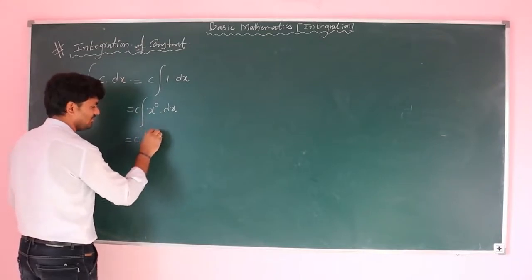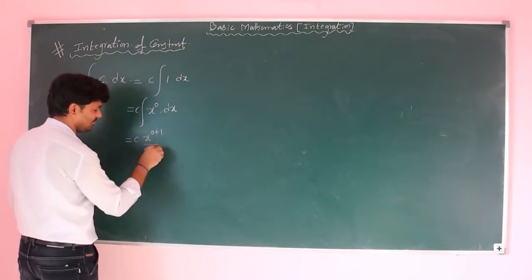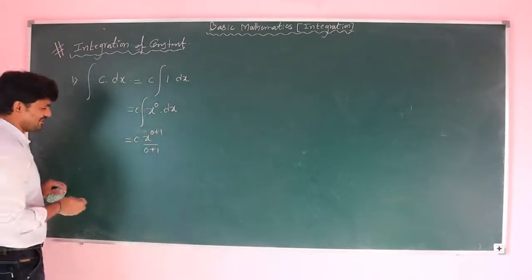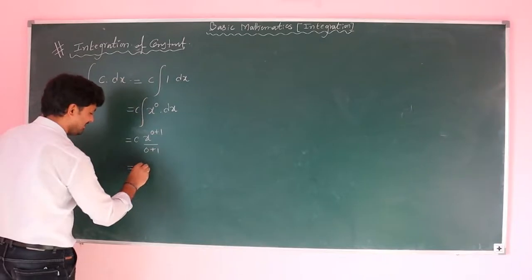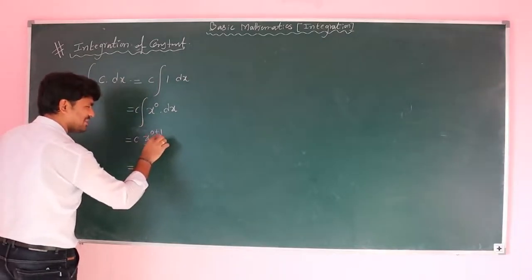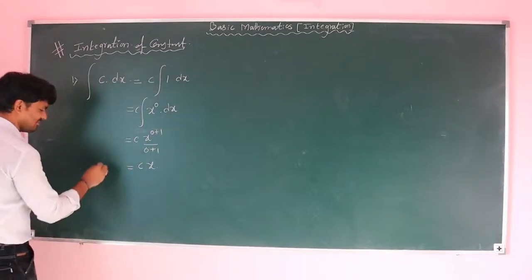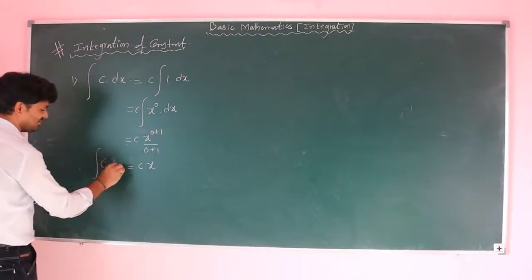X to the power of 0 plus 1 by 0 plus 1, that is, n plus 1 by n plus 1. Integral n plus 1 by n plus 1 means how much you get in the integral? Simply 1, 0 plus 1, 1 only. So what is the integration of any constant function?